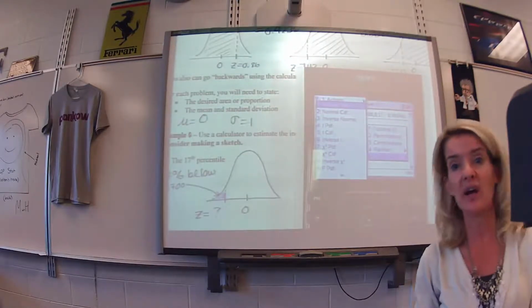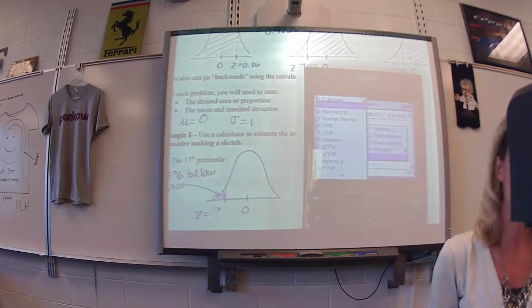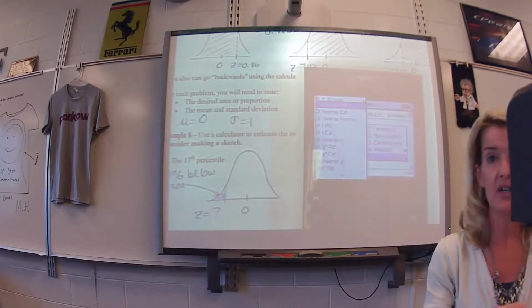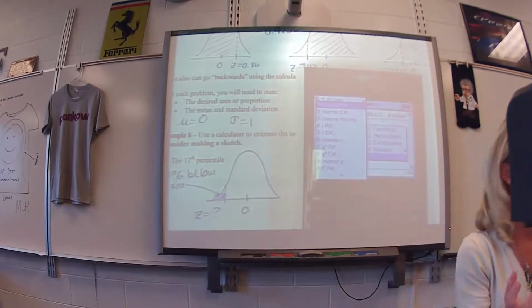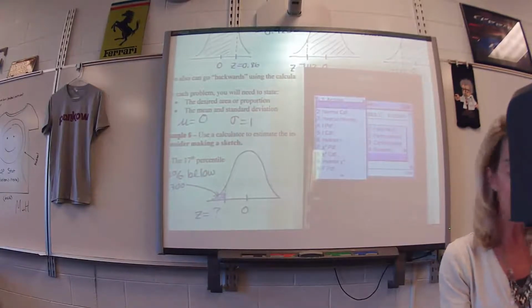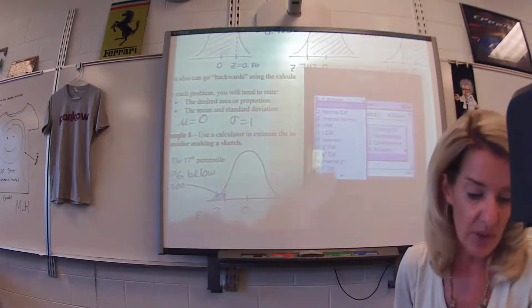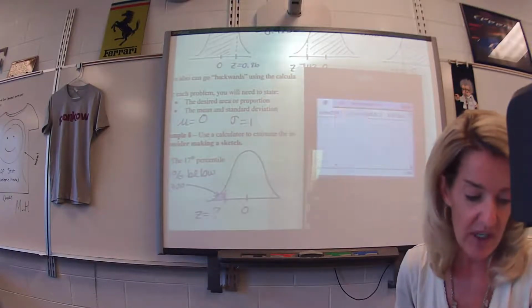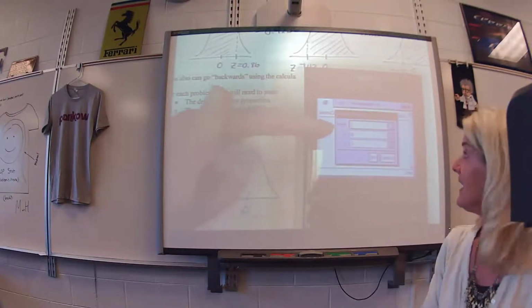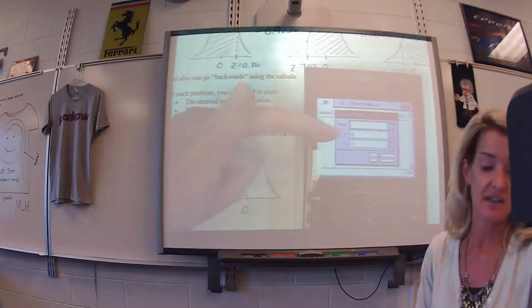Okay, Inspire, well, actually anyone. You cannot come ask me during a test, do I use normal CDF or inverse norm? And don't ask me where it is on your calculator. You need to know by testing, okay? So inverse norm is option 3 here. And it even tells you what it needs.